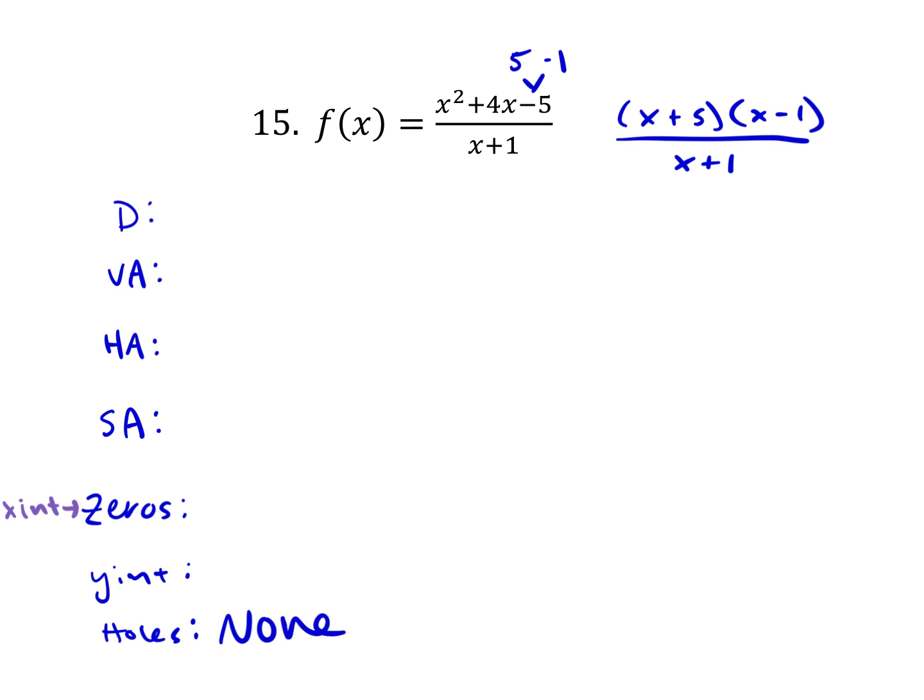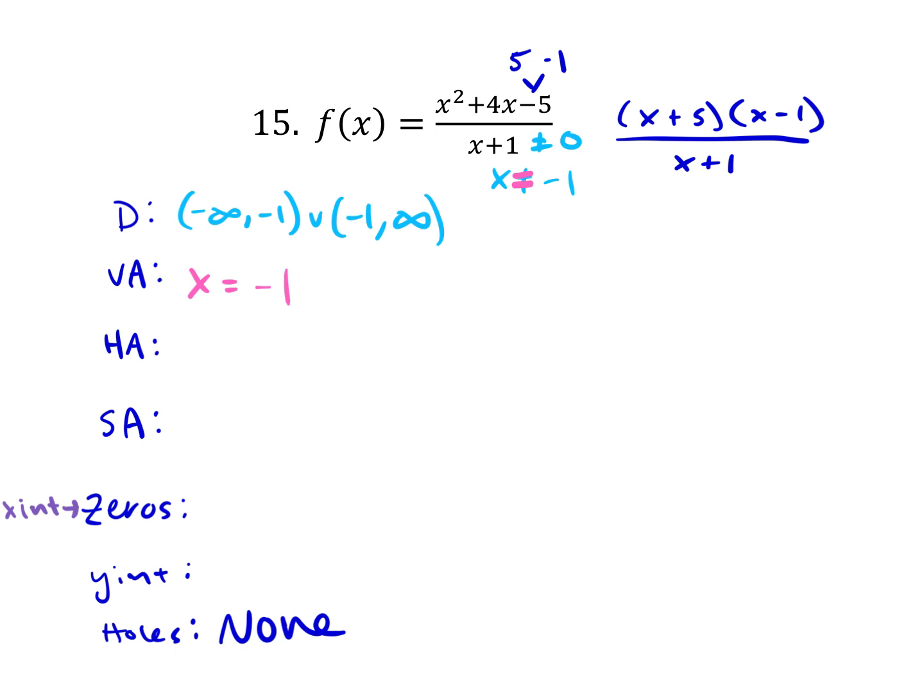All right, let's find our domain. What would we do to find the domain? Set the bottom not equal to 0, so x does not equal -1. How would I write that in interval notation? -∞ to -1 and -1 to infinity. Awesome. How would we find the vertical asymptote? Set the denominator equal to 0, so it would be x equals -1.